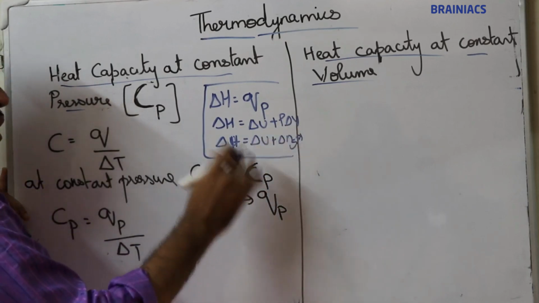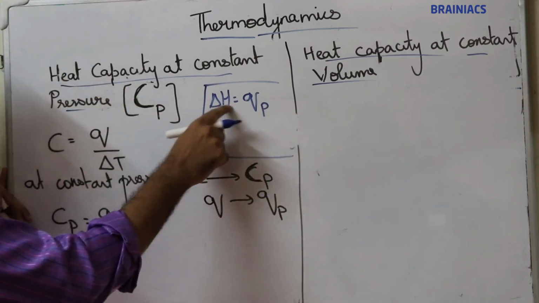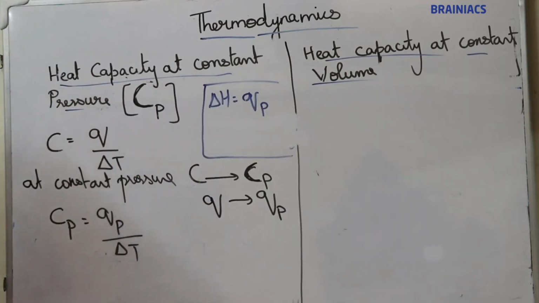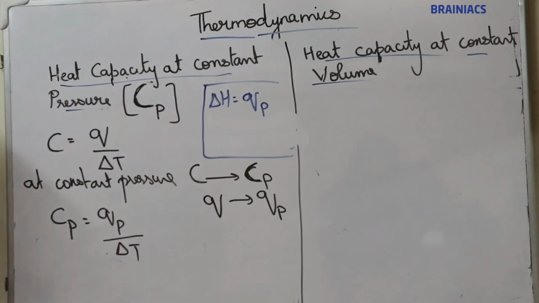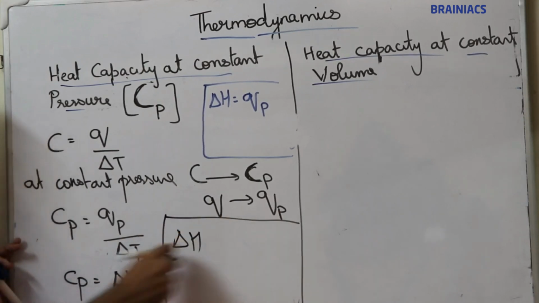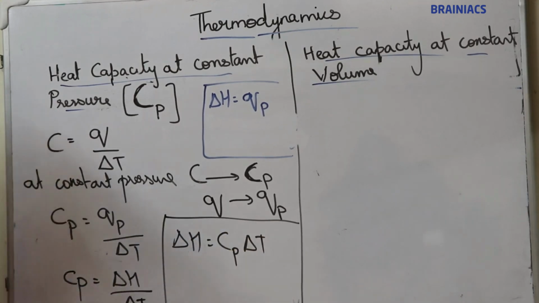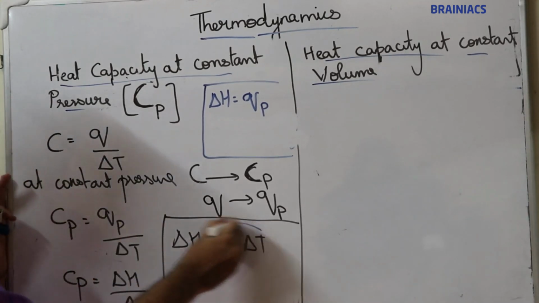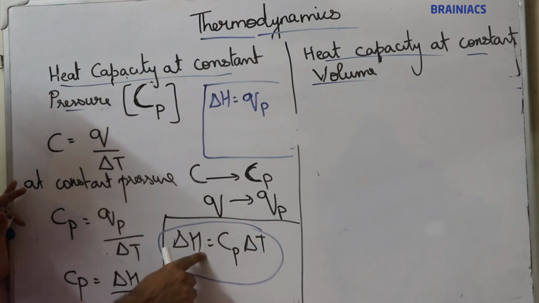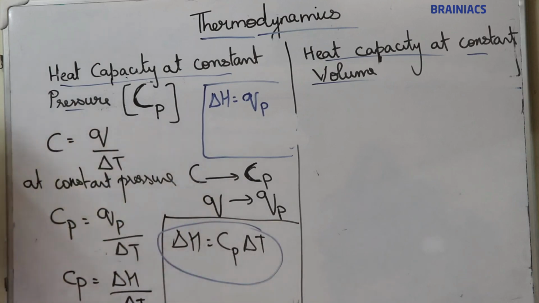Right? One of the equations is delta H is equal to Qp. So instead of Qp I am writing delta H. So the equation will become Cp is equal to delta H by delta T, or you can write delta H is equal to Cp into delta T. So this is the fourth equation for delta H. Delta H is equal to heat capacity at constant pressure into change in temperature.